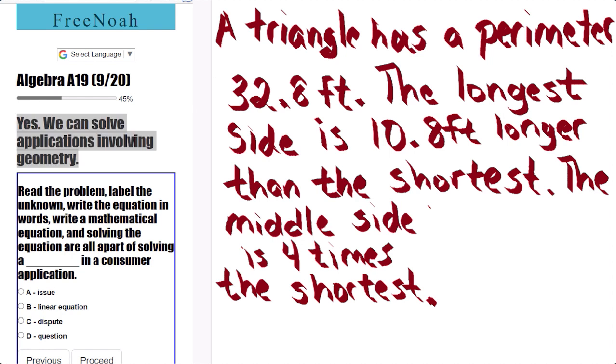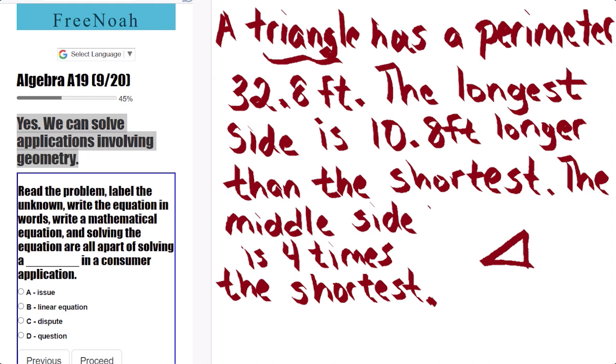It says a triangle has a perimeter of 32 and 8 tenths in feet. The longest side is 10 and 8 tenths feet longer than the shortest. The middle side is 4 times the shortest. So let's draw a little triangle here. Let's label our x here. The shortest side is x.